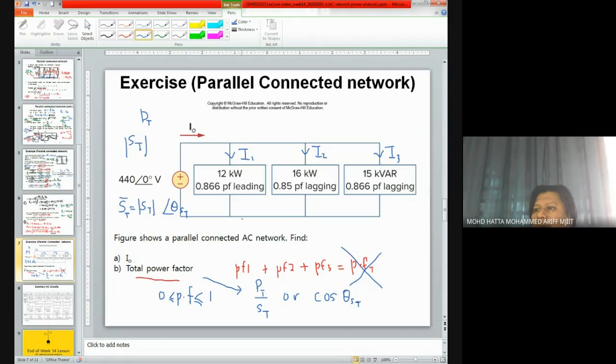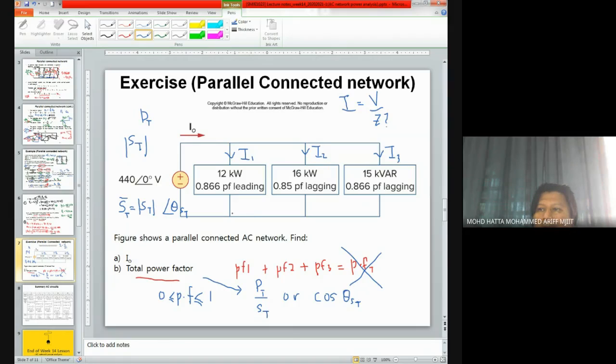And the way we calculate current I1, I2, and I3, normally we will use I equals V divided by Z. However, we don't have this Z value. Very difficult to use Ohm's law. So you need to have a different way in order to calculate the current over here.